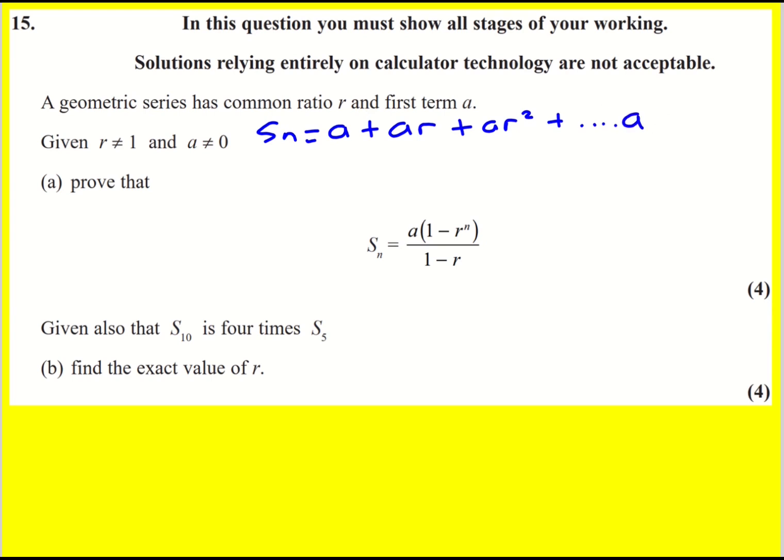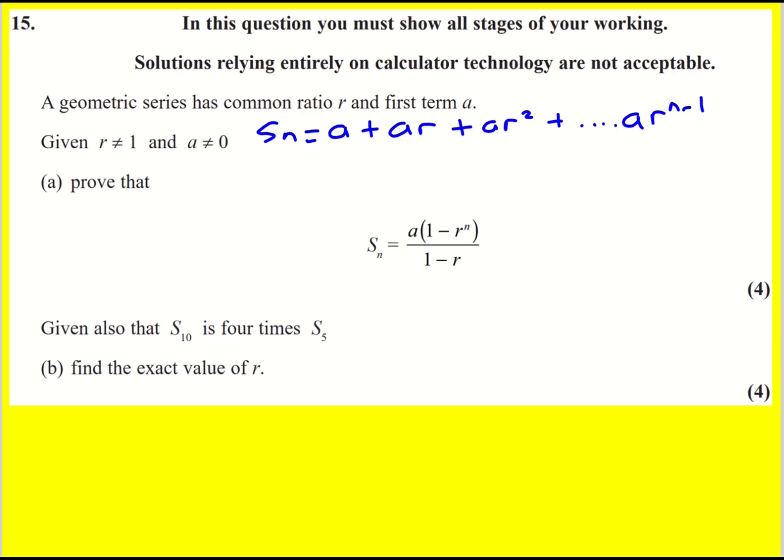And the last one is ar to the n minus 1, because there's always one less r than the term number, because the first term was a, it wasn't ar. So that means the second term is ar to the 1, the nth term is ar to the n minus 1. This is worth just knowing, by the way, for the nth term, but I've explained where it's come from, I hope.